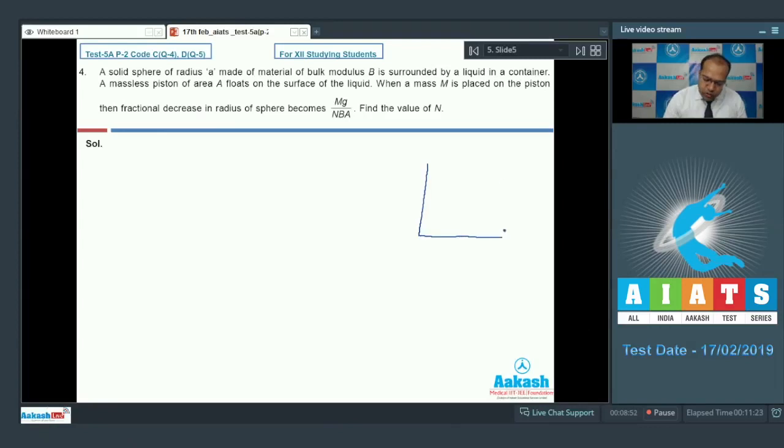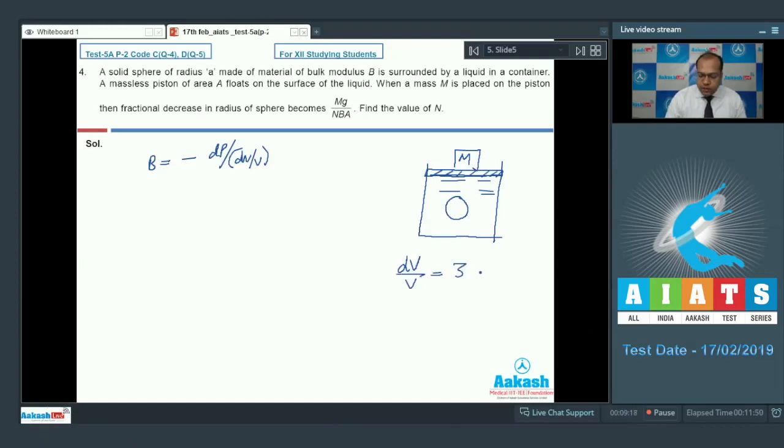So it is given in the question, suppose this is a sphere and it is in a liquid, and this piston is kept on the liquid which is massless, and a block of mass m is kept on this piston. So we know that B is equal to minus dP divided by dV by V. So we know that fractional change in volume is equal to 3 times fractional change in radius. Let A be the radius. And the change in pressure on the sphere due to the positioning of the mass m is mg by A, where A is the cross-sectional area of the piston.